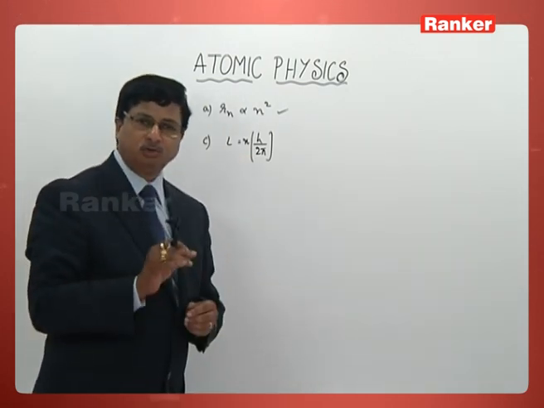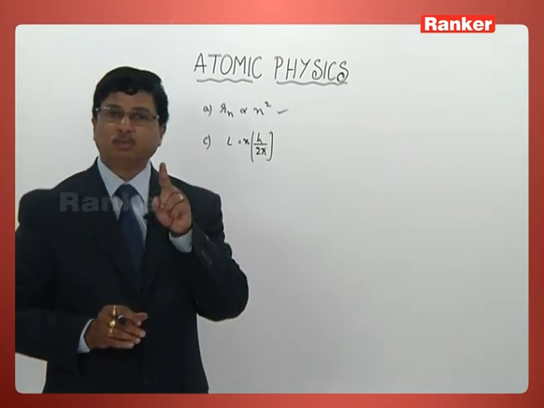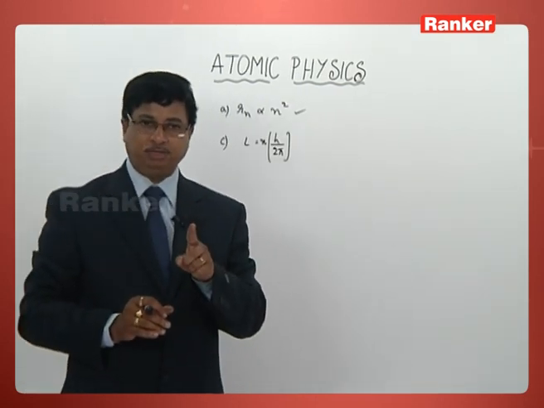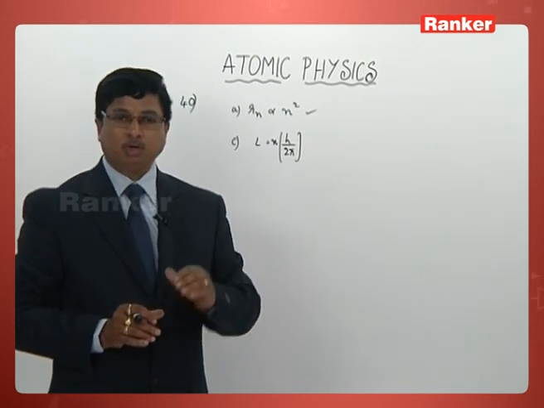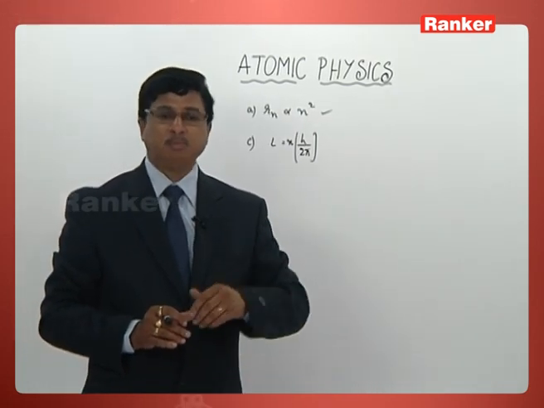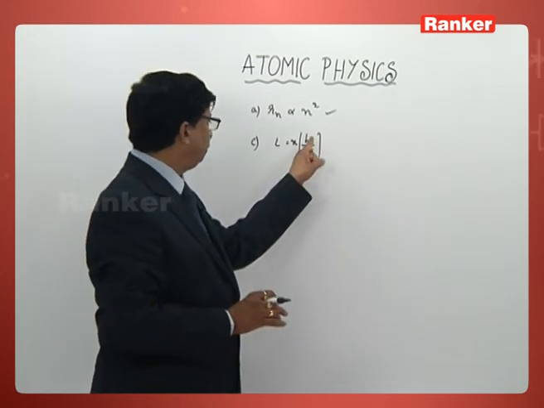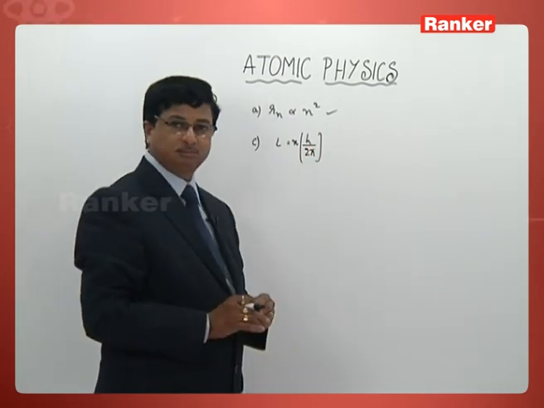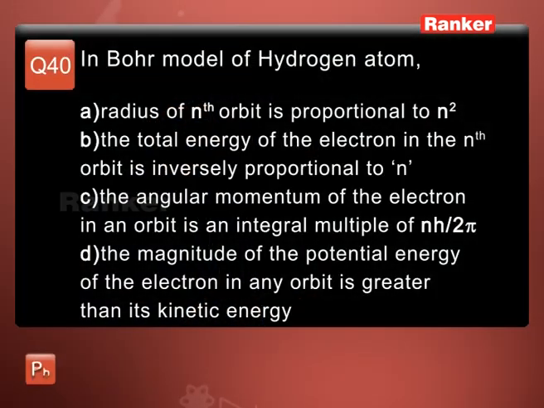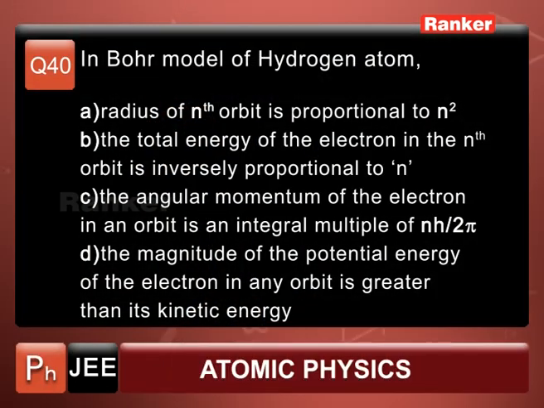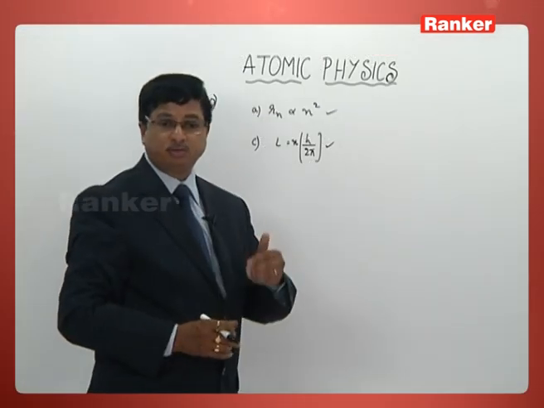In fact, all of you know this was one of the postulates made by Bohr. So what we can understand in that case is that angular momentum is an integral multiple of h by 2 pi. That integral multiple here is n. So the third one certainly is the correct one. And come to the fourth.